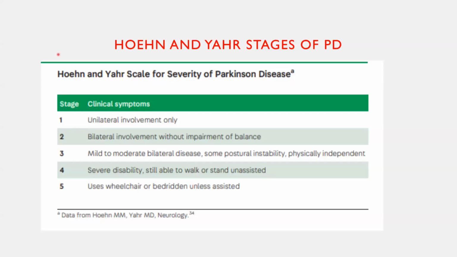So this is the staging of Parkinson's disease. Just remember the name, Hoehn and Yahr scale, in which in stage 1 the patient will have only unilateral symptoms, stage 2 bilateral symptoms without impairment of balance, stage 3 mild to moderate disease with some postural instability but independent. In stage 4 the patient will be dependent and need assistance for routine activities, and stage 5 is bedridden. Okay, whenever you are writing the diagnosis, that is typical Parkinsonism, idiopathic Parkinson's disease, on the Hoehn and Yahr scale 1, 2, 3, 4, 5. So whenever writing the diagnosis, do mention the stage of Parkinson's disease.